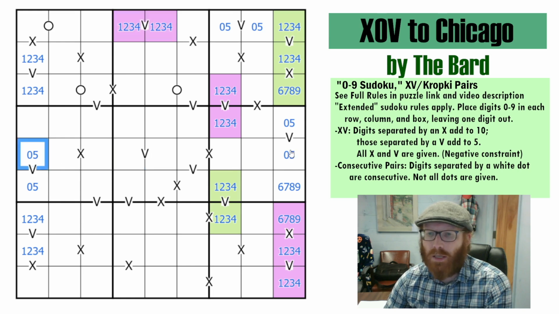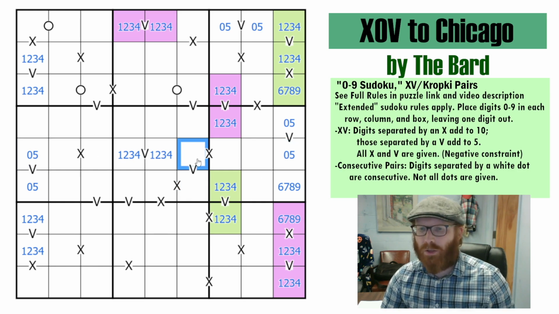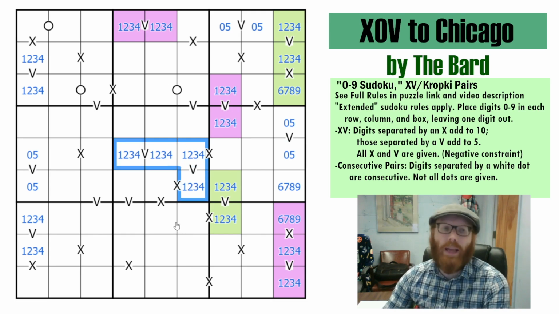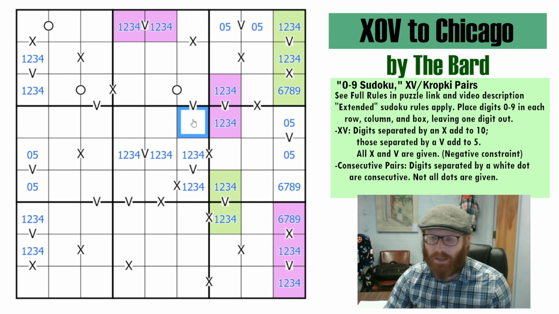This V sees that 0, 5, so it is going to be a normal 1, 2, 3, 4, as is this one. That cell right there sees the 0, 5 pair, so it has to be 1, 2, 3, 4, meaning that has to be 1, 2, 3, 4. I left the 4 off of that. Okay, now we already have all of our low digits in this box. So this V can't get a 1, 2, 3, 4. It has to be a 0, 5. Same for that one.